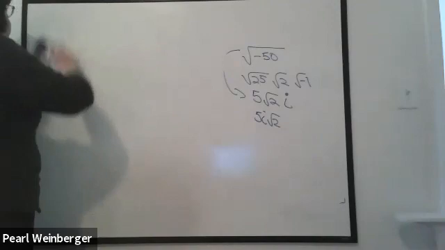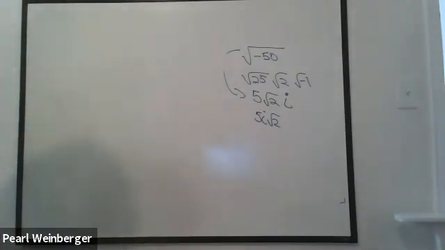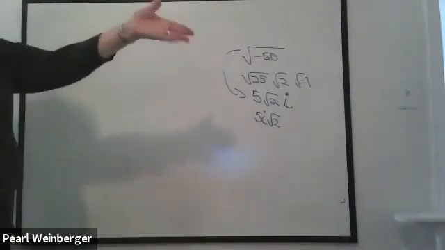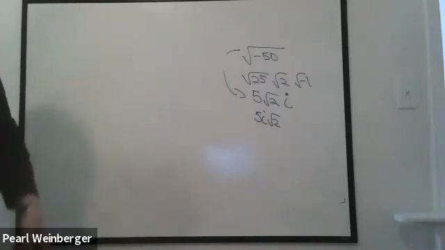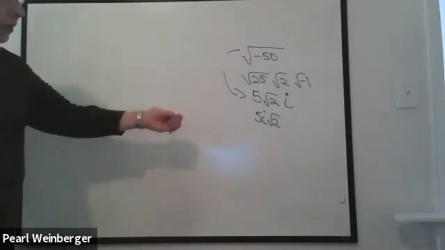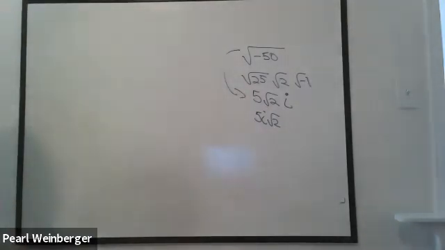So if you know how to simplify a regular radical, you can simplify something that ends up being an i, because for the negative, you just put -1 at the end if there's a negative number inside your radical. And that translates into an i outside the radical.